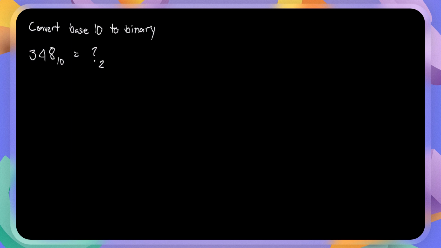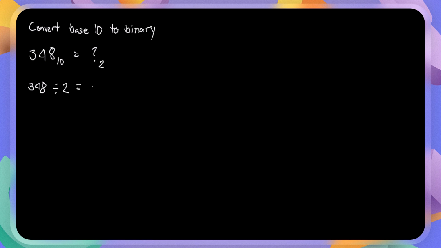Hello. Today I'm going to show you how to convert base 10 numbers into binary. I'll show you the regular way first, and then I'll show you a shortcut that might make things easier for you in the future. Typically, you'd start by dividing the number by 2 first, and then you get the remainder.